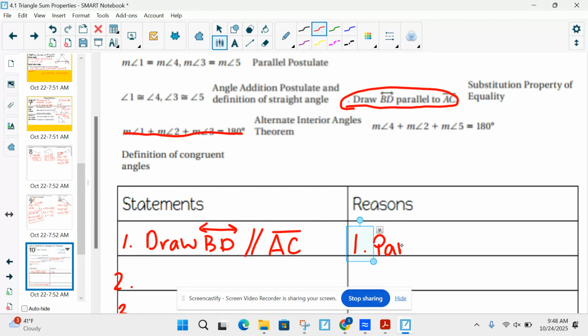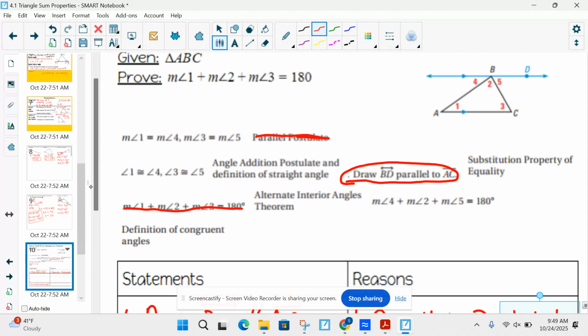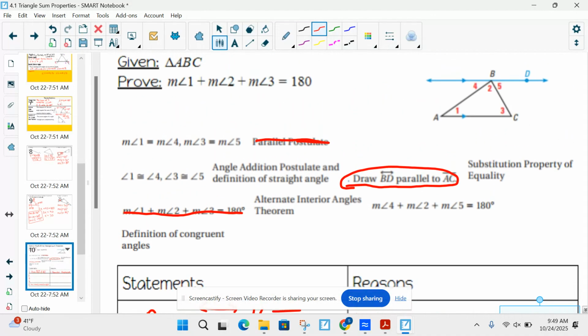Givens don't have to be like the first thing, you know. Well, we're not going to put the given because we're just given a triangle. We're not really given anything except this triangle. There is no given. So the parallel postulate, so you can cross that off. Okay, now that we know that BD is parallel to AC, what else do you suppose we could say next?